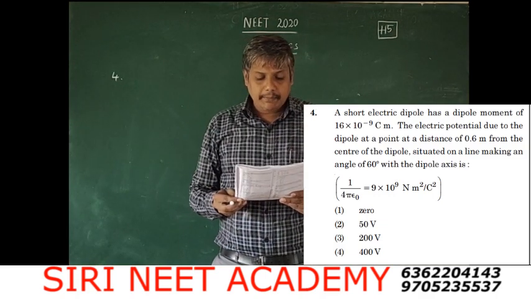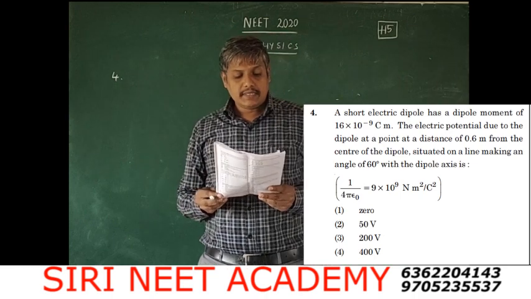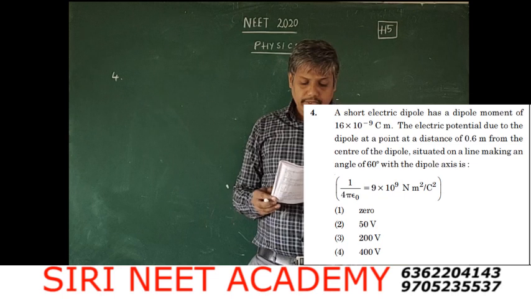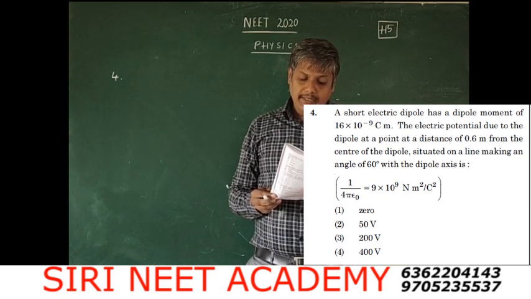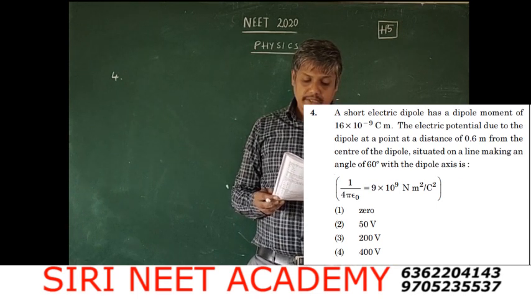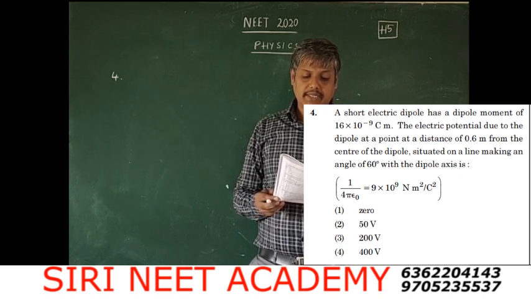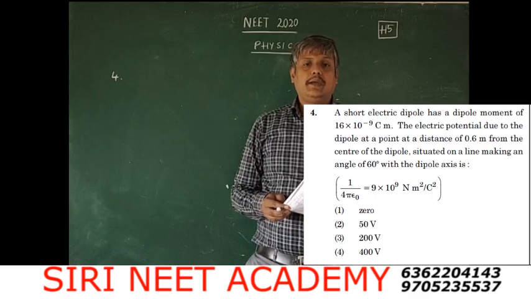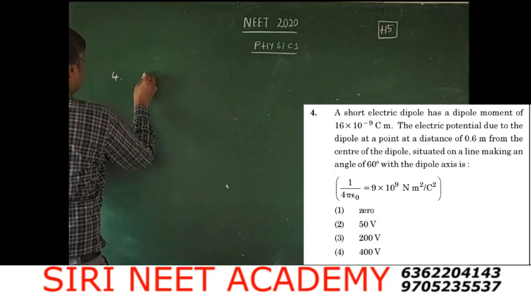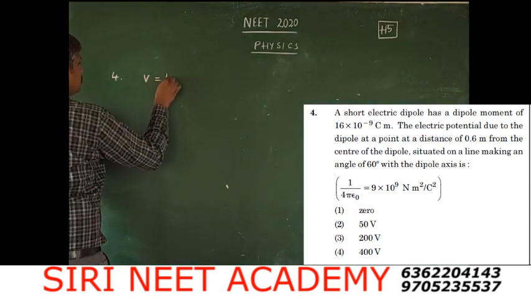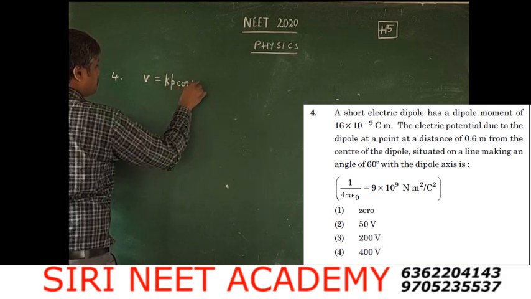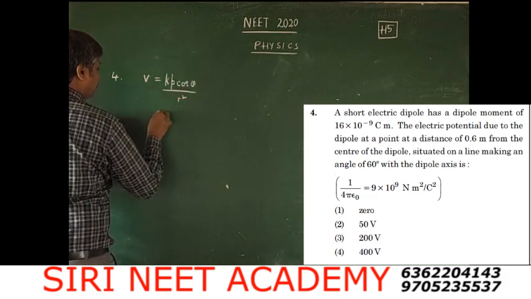A short electric dipole has a dipole moment of 16 into 10 power minus 9 coulomb meter. The electric potential due to a dipole at a distance of 0.6 meter from the center of the dipole, situated on a line making an angle of 60 degrees with the dipole axis. Potential due to a dipole at a general point is given by V is equal to K p cos theta by r square.